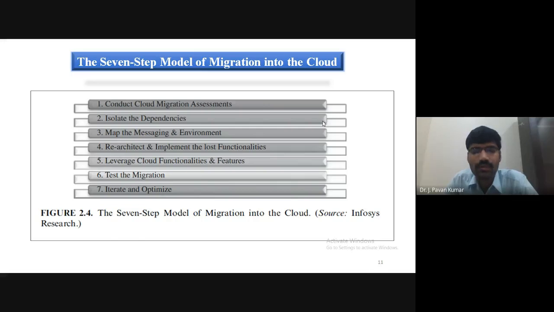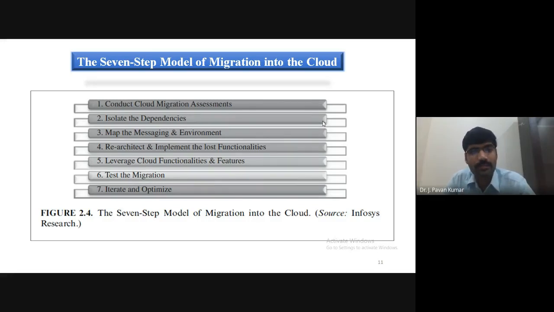Second step, we will isolate the dependencies. Like some components will be there. Those all components we will make independent. That means every component we can deploy independently. That's what we will do in the second step.